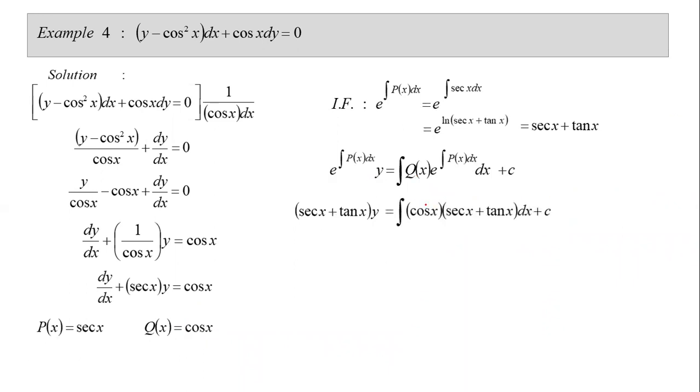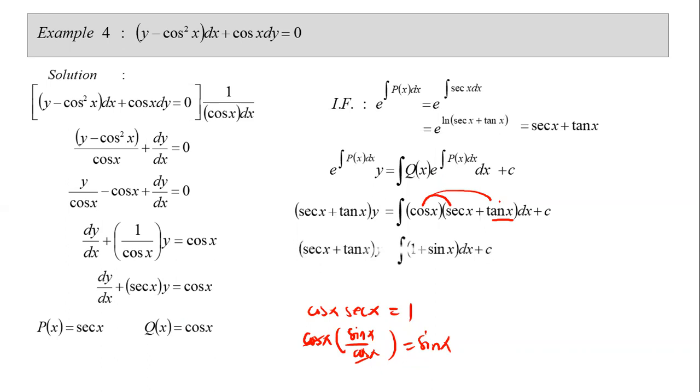And then you can now distribute this cosine x to each term inside the parenthesis. And you know that cosine of x times secant of x is equal to 1 because these two are reciprocals of one another. And then cosine of x multiplied to tangent of x, where this tangent is sine x over cosine of x, you can just cancel it out, and that is just simply equal to sine x. So we shall now have secant x plus tangent x times y equals the integral of 1 plus sine x dx plus c.